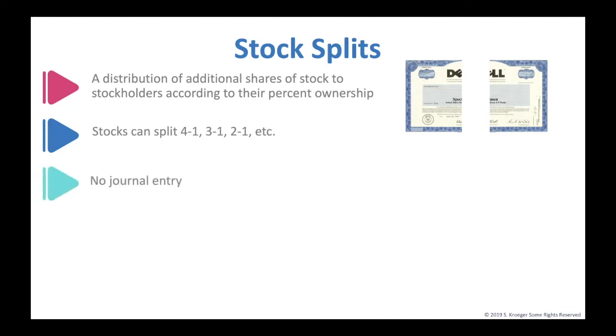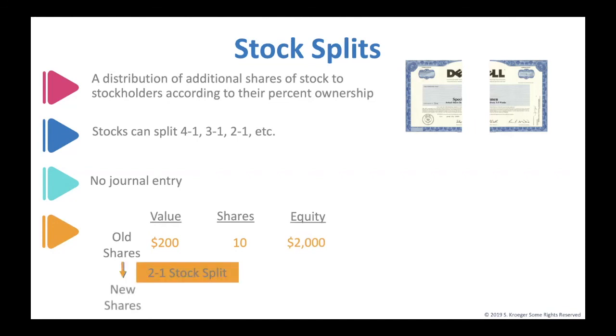The good thing is that there is no journal entry for you to worry about, only the concept of what this is. Here is an example. If I have 10 shares of stock that is worth $200 each, what is my total equity or my total investment in the company? It would be $2,000. You would just multiply. Now let's assume there's a 2-for-1 stock split. This splits each share into 2 shares, but also cuts the price in half. What is the new value per share? It would only be half at $100 per share.